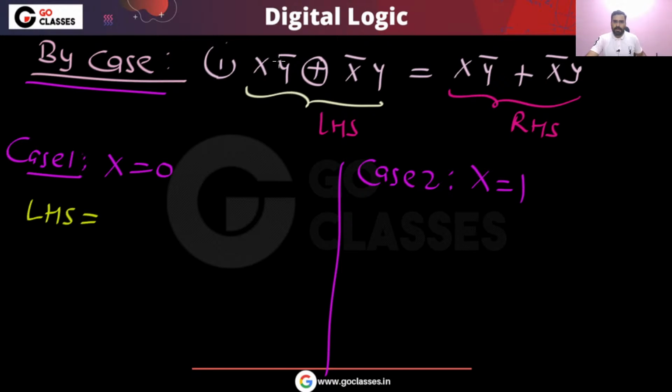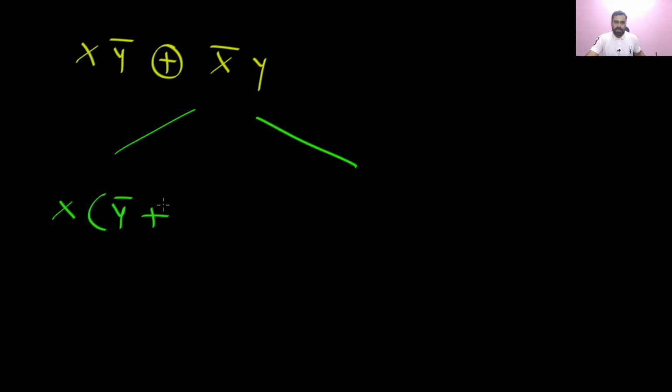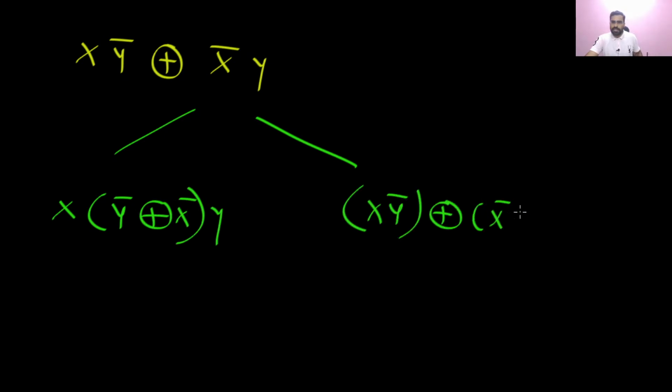When x is 0, remember, we already know one thing: when we write x y bar exclusive or x bar y like this, what does this mean? Does it mean like this, or does it mean like this? Can anyone tell me what this means? Who has more priority, this exclusive or, or the and?